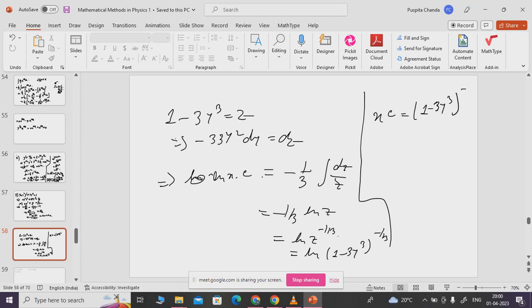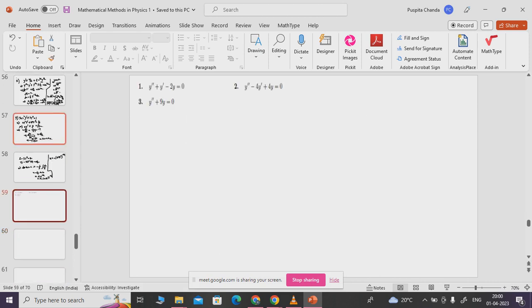So we can write xc is equal to (1 minus 3y³) to the power minus 1 by 3.